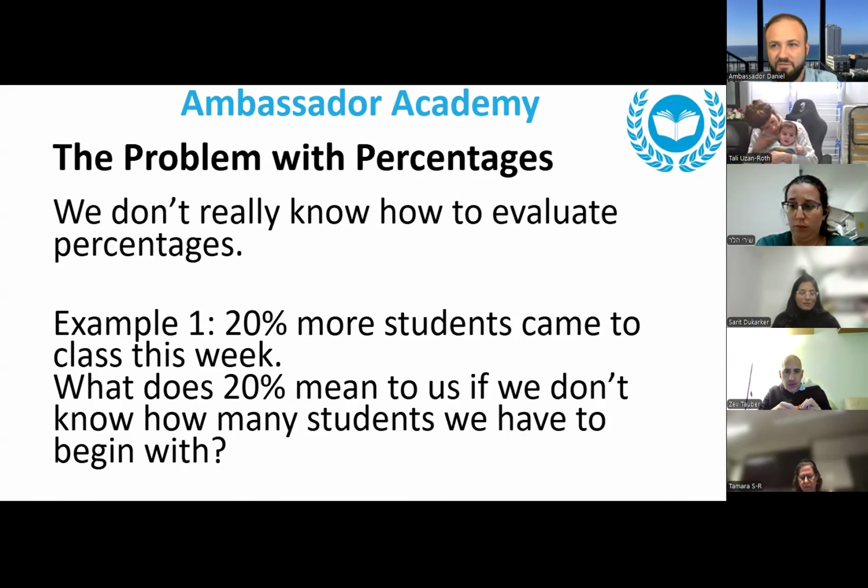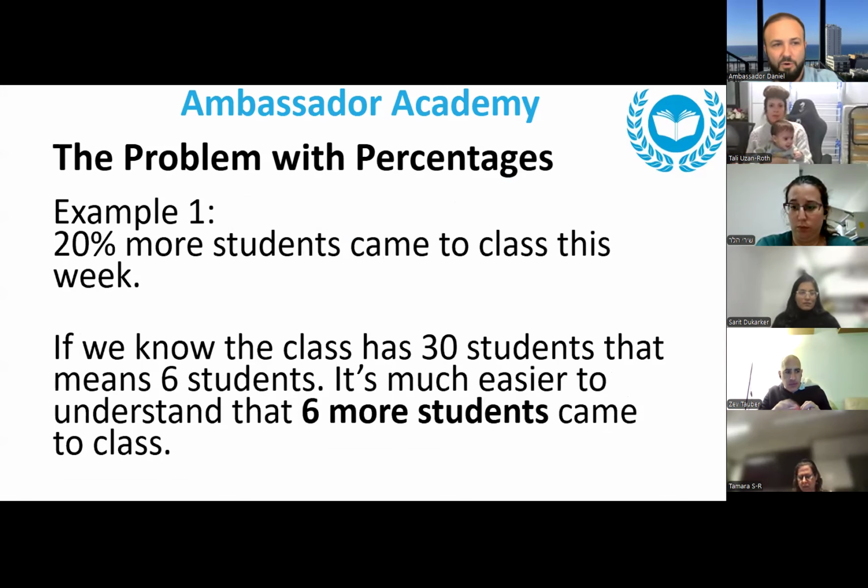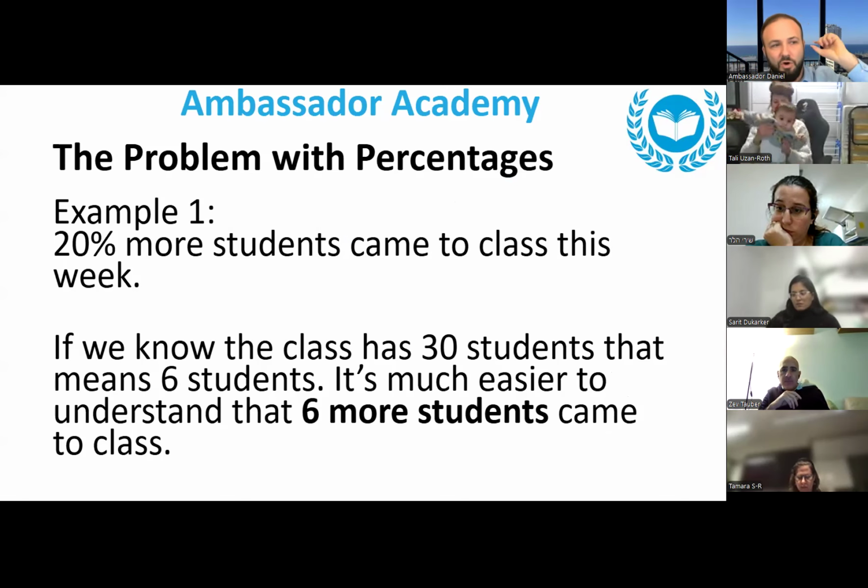20% more, is that 5? Is it 50? I don't know. So for this, you want to give it a number. If you find a percentage, do a bit of extra work, find a number. If we know the class has 30 students, it means 6. So don't say 20%. Say 6 more students came to class. My class has 30 students. Last week there were 15. Now there's 21. We know what to do with that.